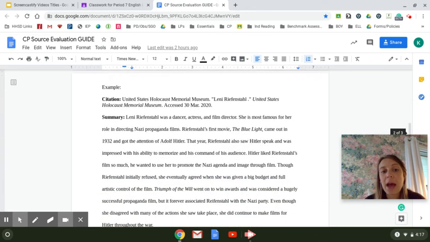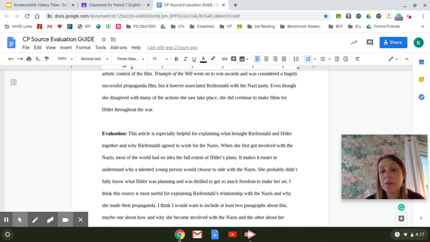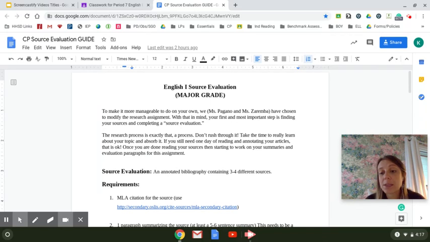And then you would have these components for all 3 or 4 of your sources that are on your digital notes. And the digital notes are the document we've been working on the last couple weeks.